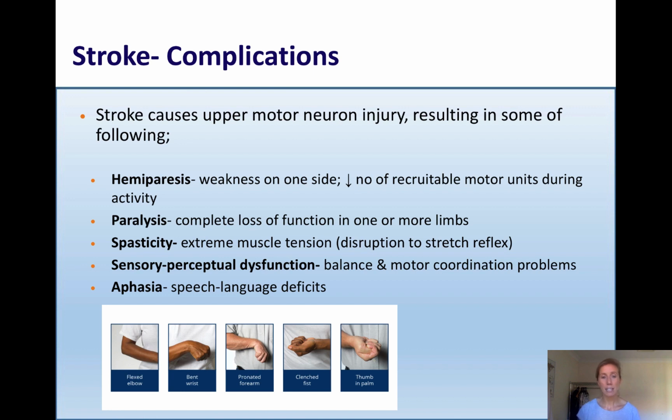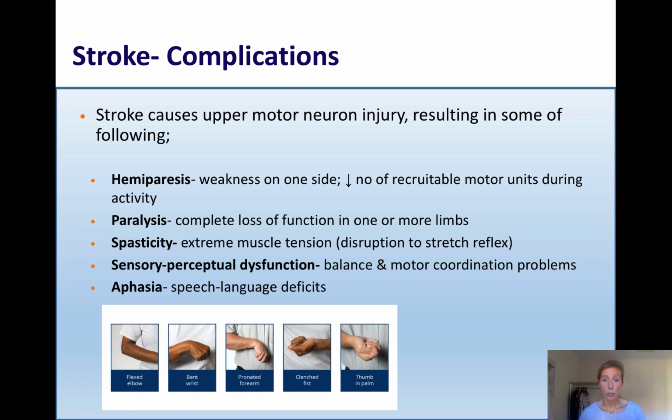Spasticity, so this is that really extreme muscle tension, which you can actually see in the images on the bottom there. There's some disruption to the stretch reflex, which means that muscle is basically contracted and really stiff and rigid chronically, okay? So that's where flexibility and physical therapy comes in really importantly. There can be a lot of pain associated with that as well.